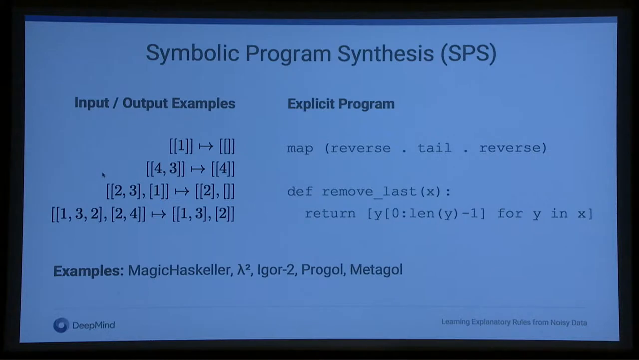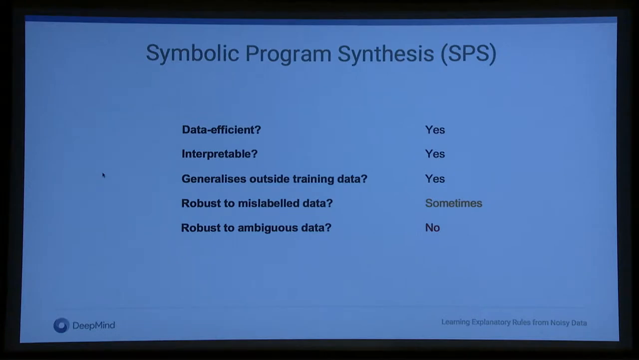Some prominent state-of-the-art examples include Magic Haskeller, which you can find online and actually use, which I really recommend if you're new to these systems, Lambda Squared, Igor, Progol, and Metagol. These approaches have some very compelling features. They are data efficient. You can learn a program from a handful of examples, even sometimes one example, as Rishabh was showing earlier today. They produce something which is interpretable and human readable, an actual program. Because of the strong language bias, they often generalize very well outside the initial training data.